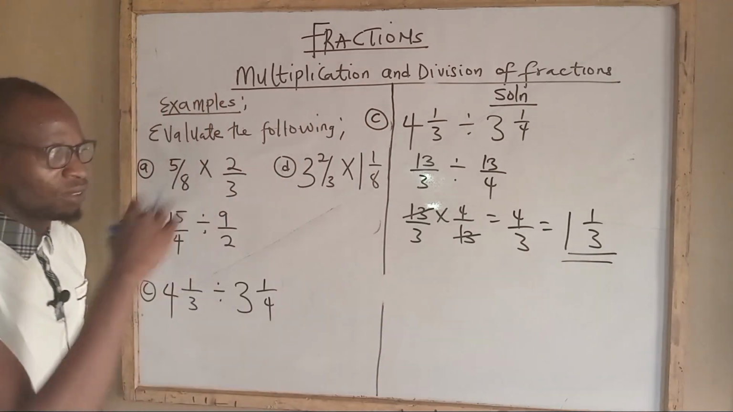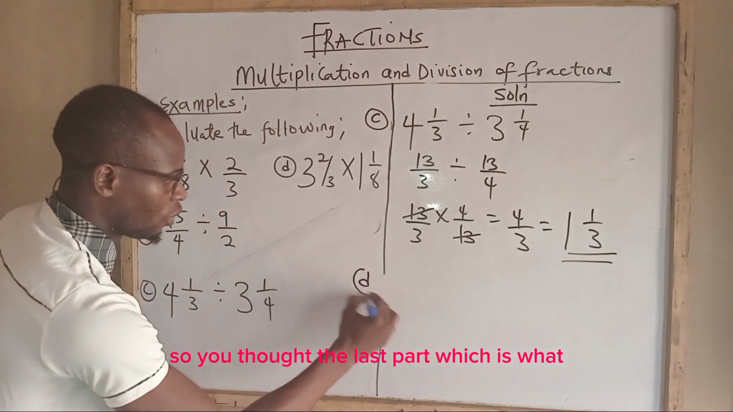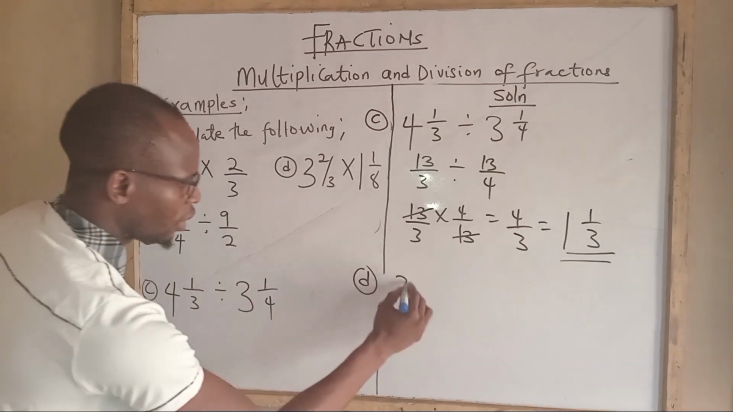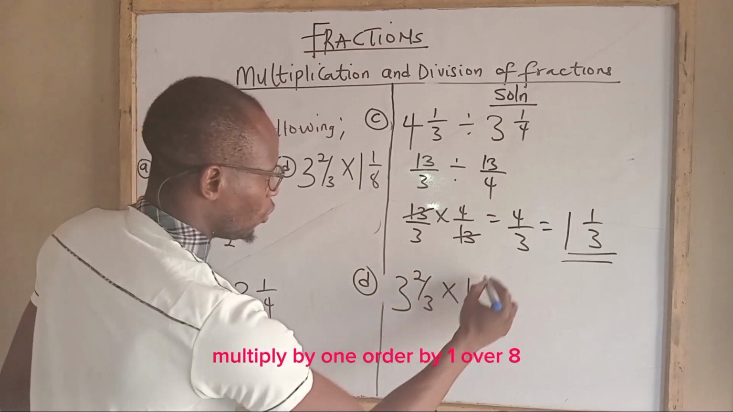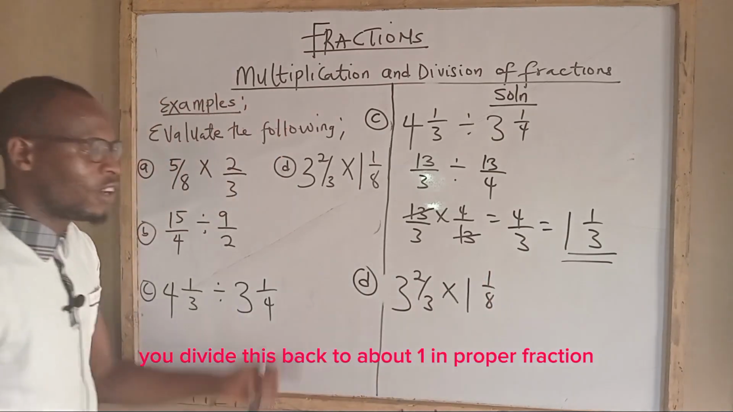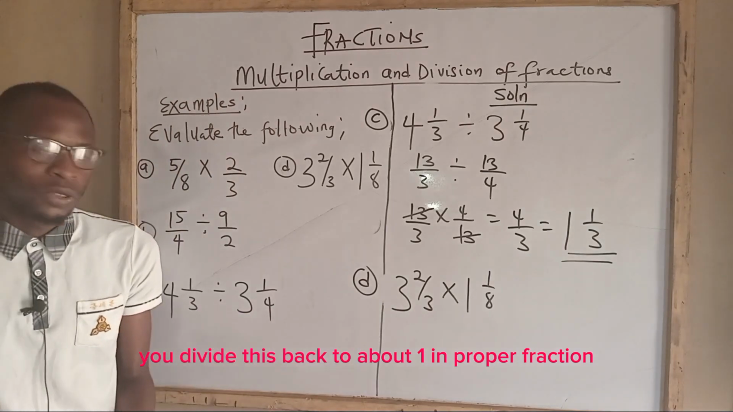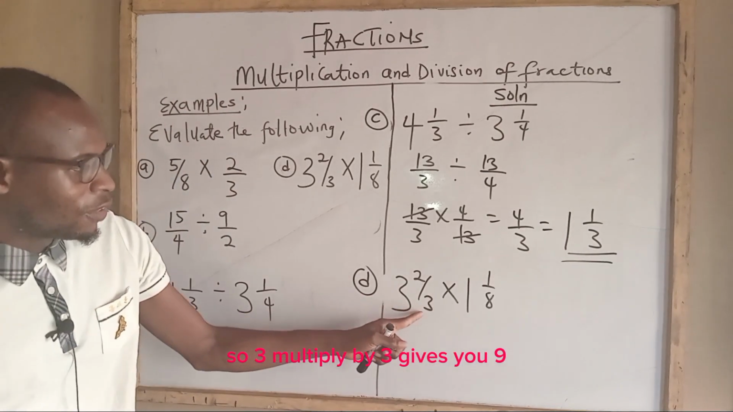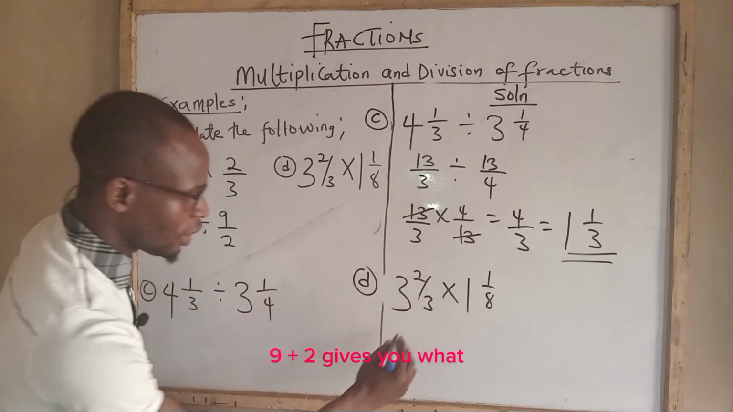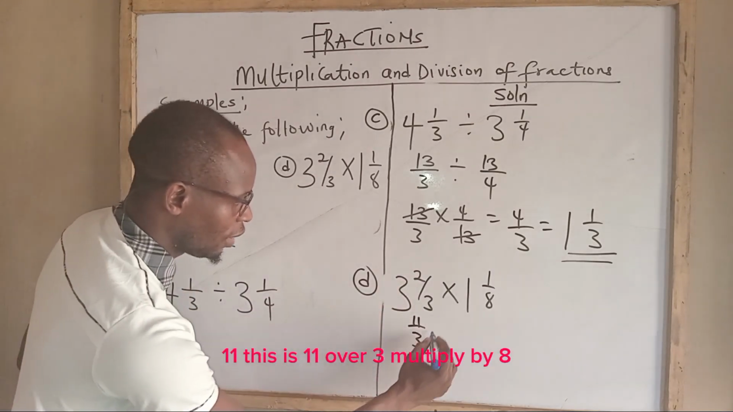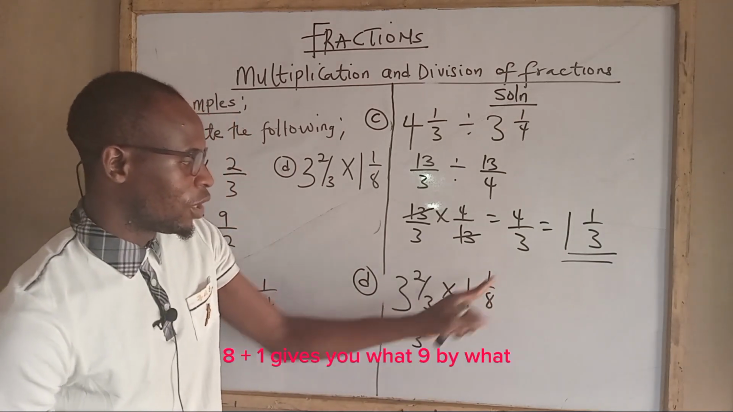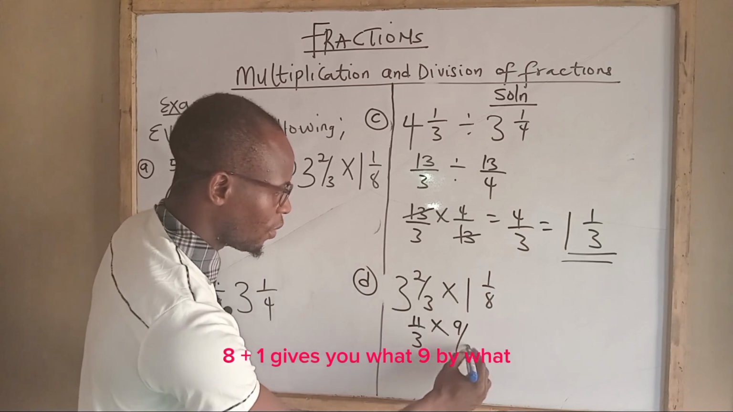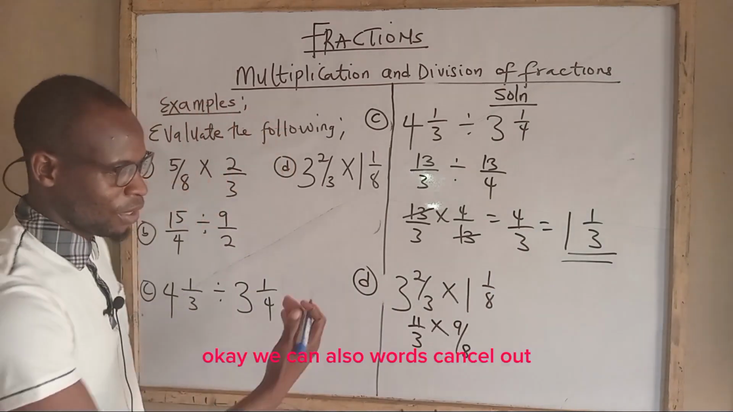All right. So the last part, which is what? 3 whole number 2 over 3 multiplied by 1 whole number 1 over 8. Same thing, you convert this back to an improper fraction. So 3 multiplied by 3 gives you 9. 9 plus 2 gives you what? 11. This is 11 over 3 multiplied by 8 multiplied by 1 gives you 8. 8 plus 1 gives you what? 9 over what? 8.